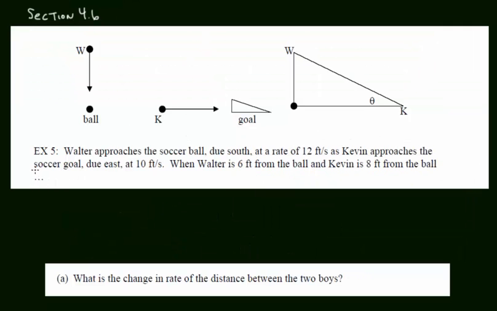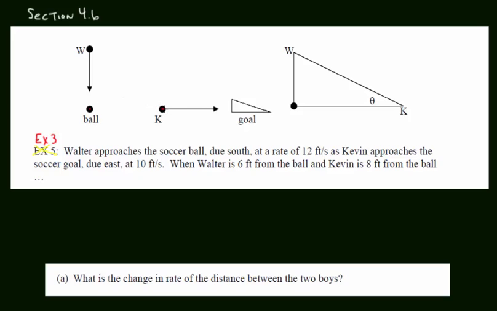Example number 5. Actually, in your notes, I've changed this to be example number 3. There we go. Okay, so here we go. This is based on a real scenario, by the way, students I used to have. So we have this kid, Walter, and he's running towards the soccer ball, south, down.